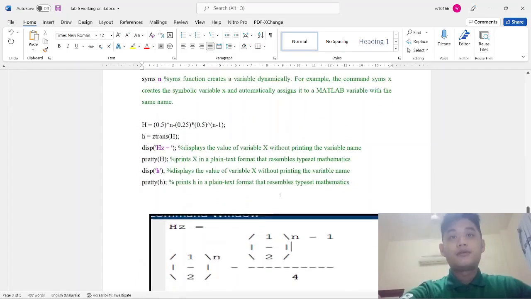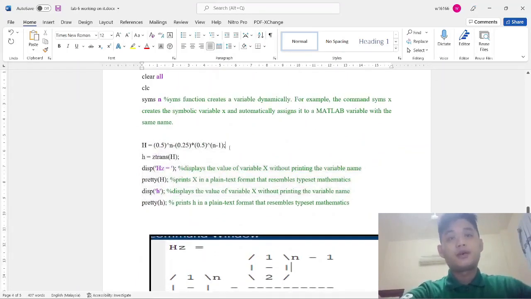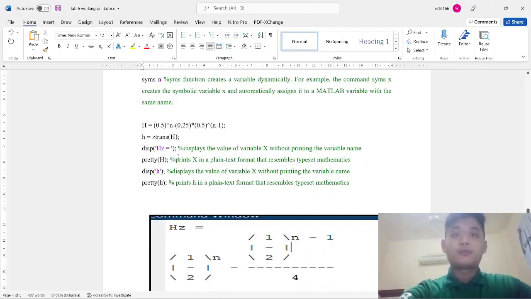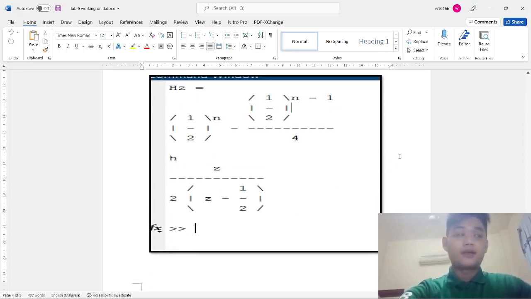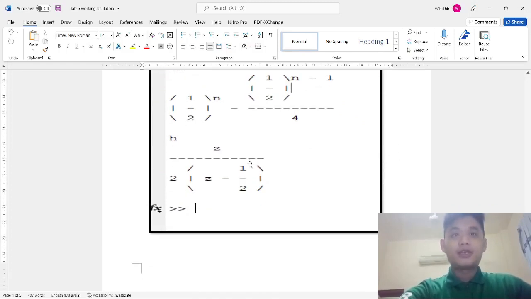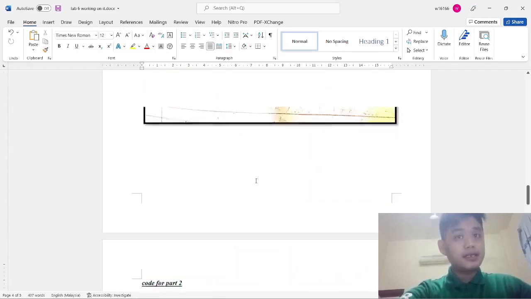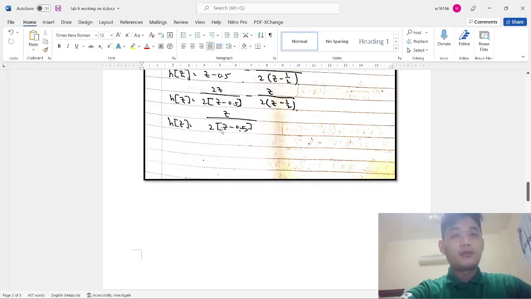In this case, we do the same. We copy and paste exactly the same equation from the question provided in the laboratory sheet and store it in H, which is our variable. Then we Z transform the entire equation and print X in a plain text format that resembles typeset mathematics. Through the MATLAB simulation, our final output is z over 2 bracket z minus half, which is exactly the same as the calculation.